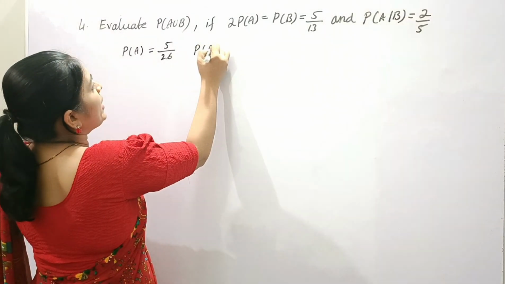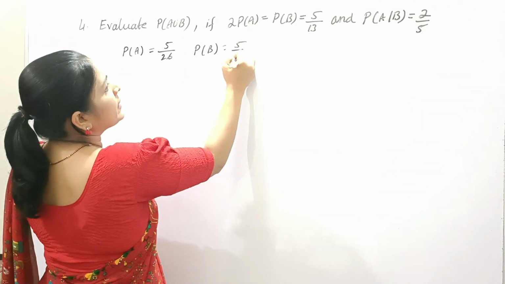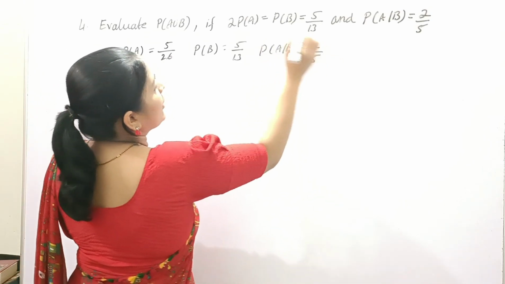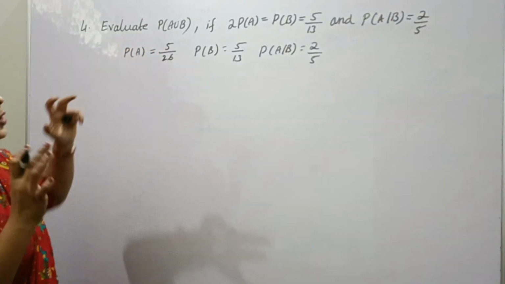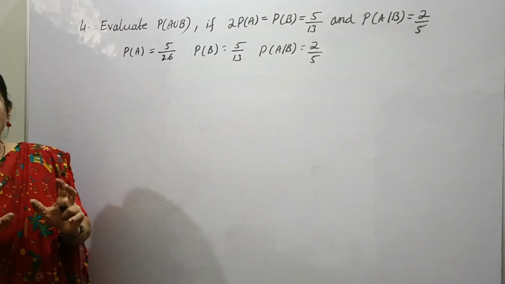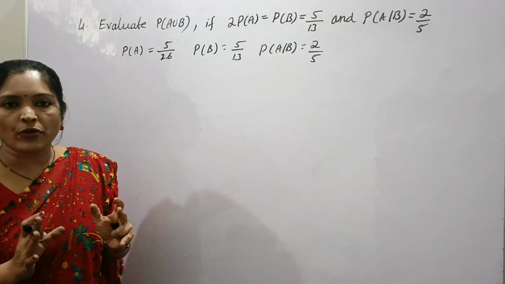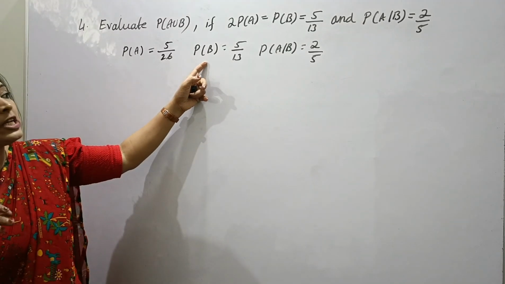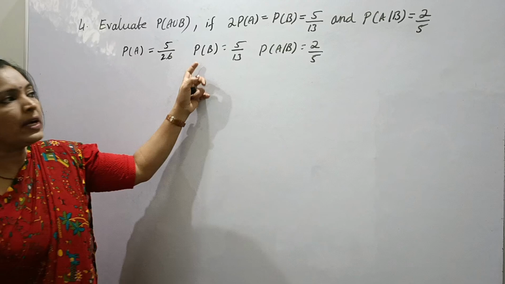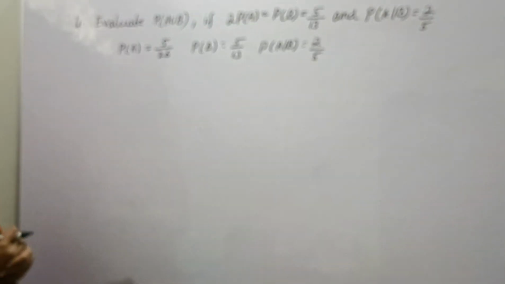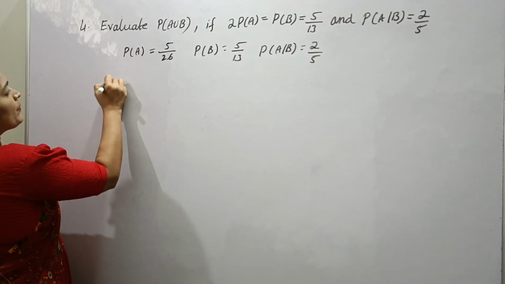And probability of B is equal to 5 by 13. Probability of A given B is equal to 2 by 5. Okay. Here we need to find probability of A union B. We know that probability of A union B is probability of A plus probability of B minus probability of A intersection B. So we need to find probability of A intersection B, right? So for that it is given probability of A given B. From that we will find probability of A intersection B.